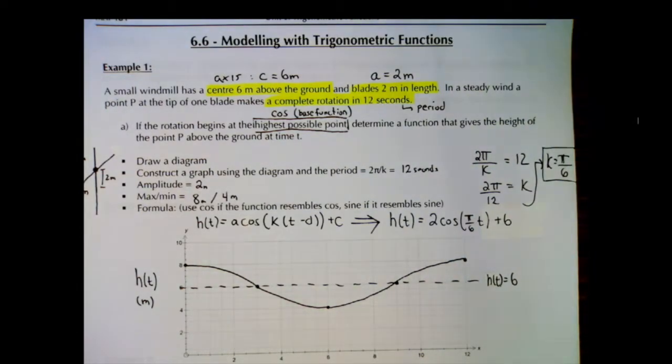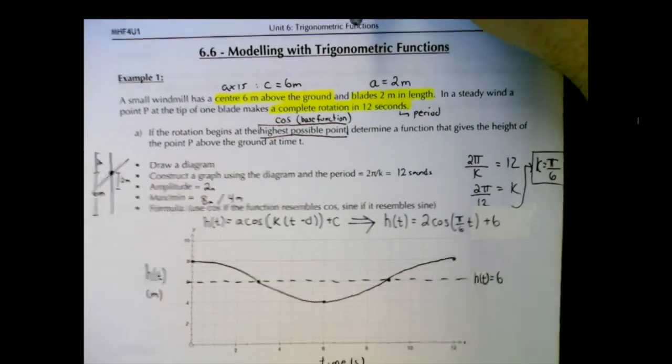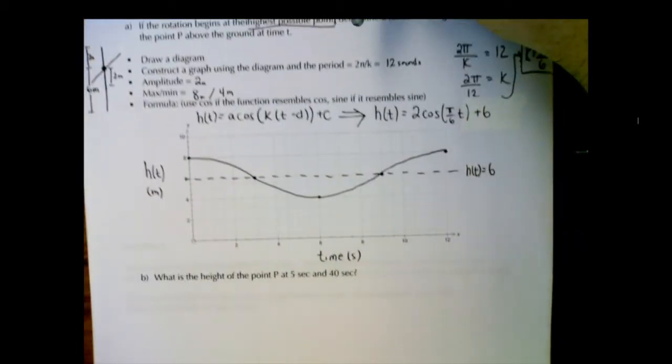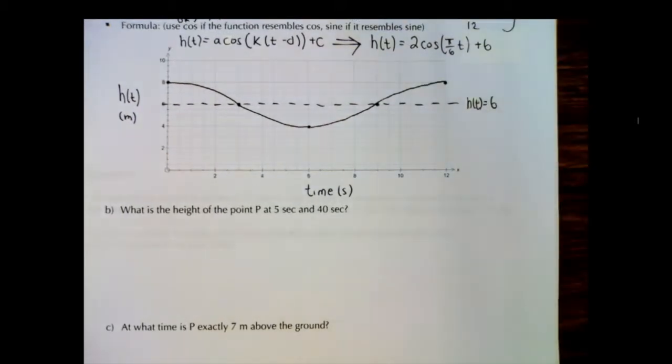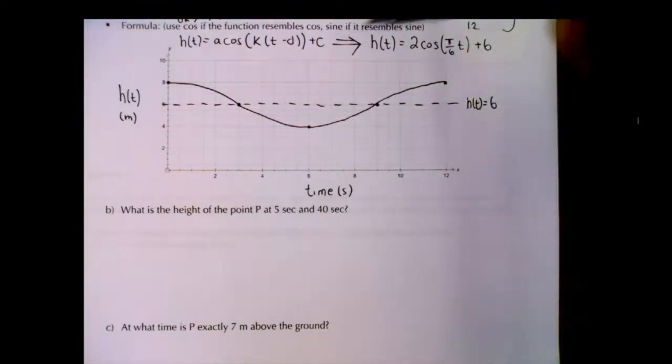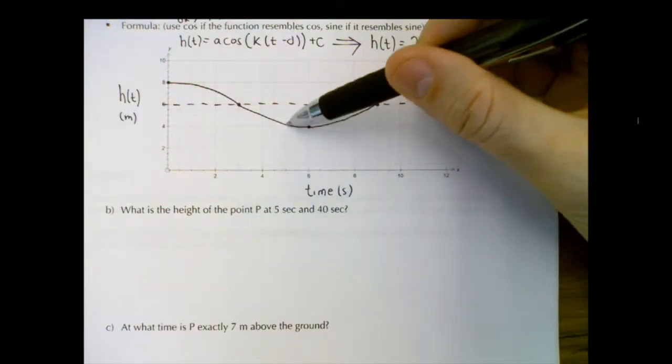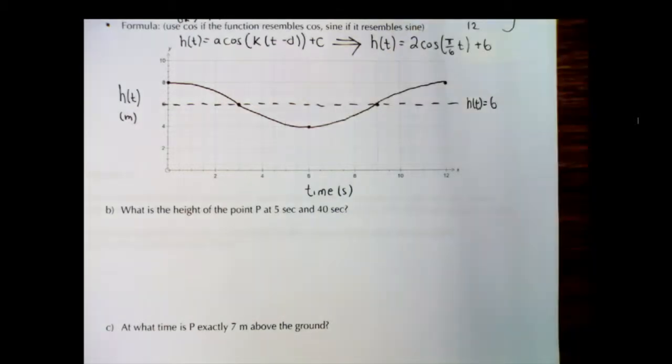All right, let's see if we can answer a couple questions about our windmill. What is the height of the point at 5 seconds and at 40 seconds? Well, all we need to do to find this is we can look at our graph and estimate. It should be just above 4, definitely less than 5 though, but that's not an accurate enough representation, so we should probably use our equation.